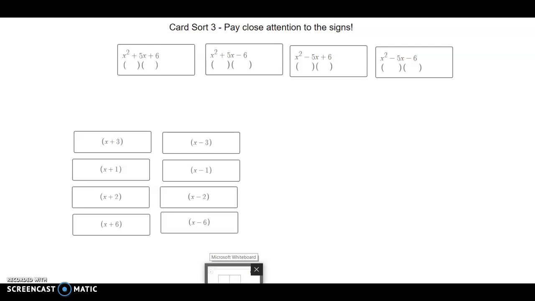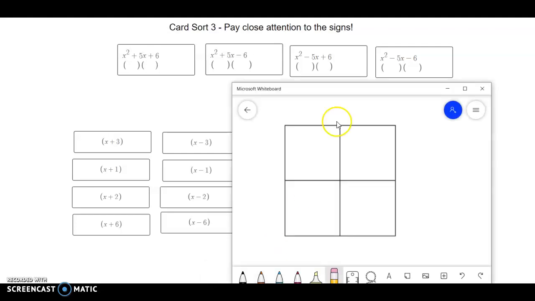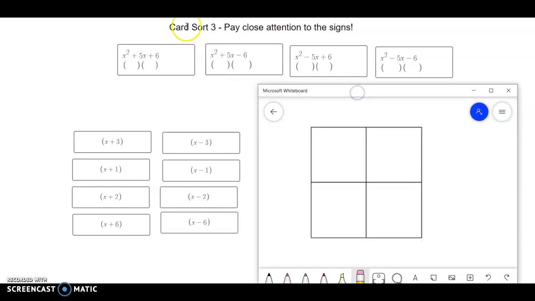So here's part 2. We're on slide 6 of 9. Now we're going to find both signs again, but we're going to pay close attention to the signs. In this case, I have a positive 5 and a positive 6. I have a positive 5x minus 6. I have a negative 5x plus 6. And I have a negative 5x minus 6. So what we're going to do is pay super close attention to these signs.